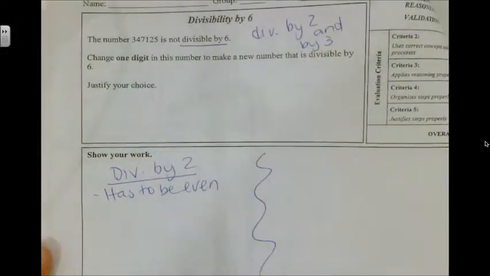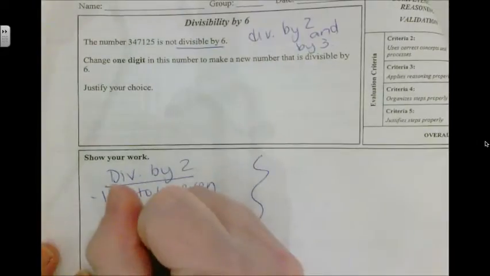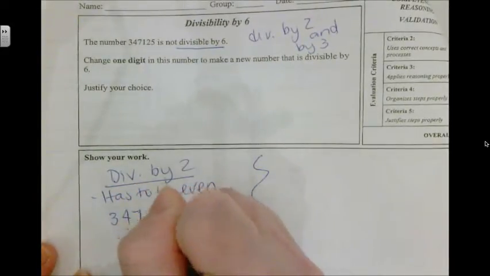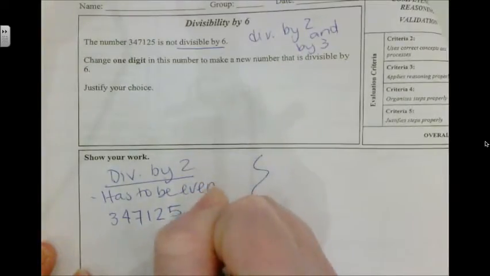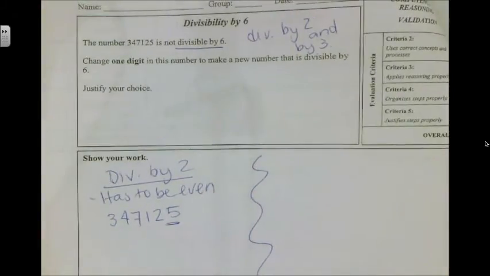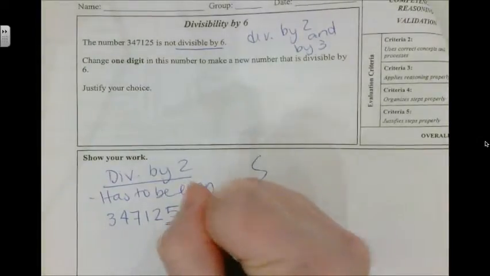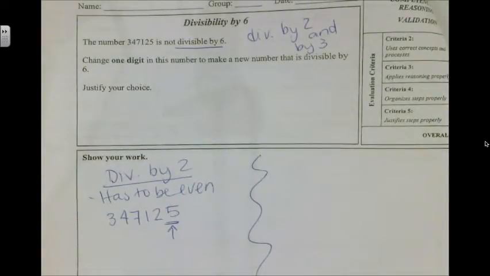So if it has to be an even number, then in 347,125 this 5 is the digit that we have to change. We had to explain which digit we're going to change out of all the numbers in there. We're going to use that last digit because it has to be divisible by 2. We can see what we can change it to afterwards, but we would probably either bump it up by 1 or down by 1, depending on what we need to satisfy our divisible by 3. So that's the digit that we're going to change.